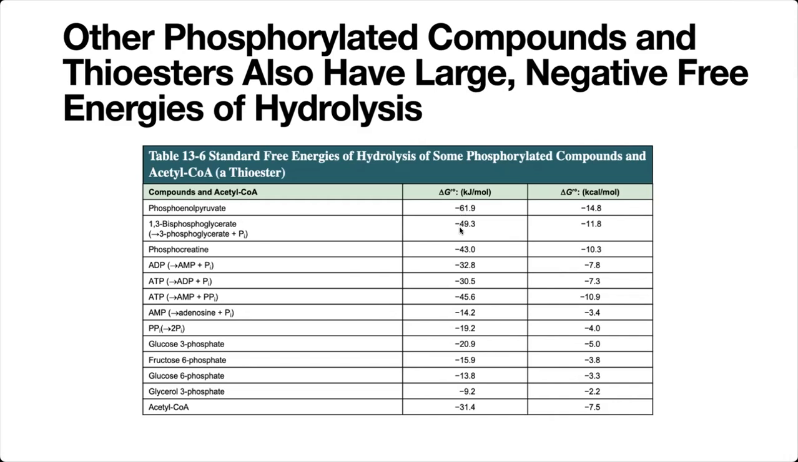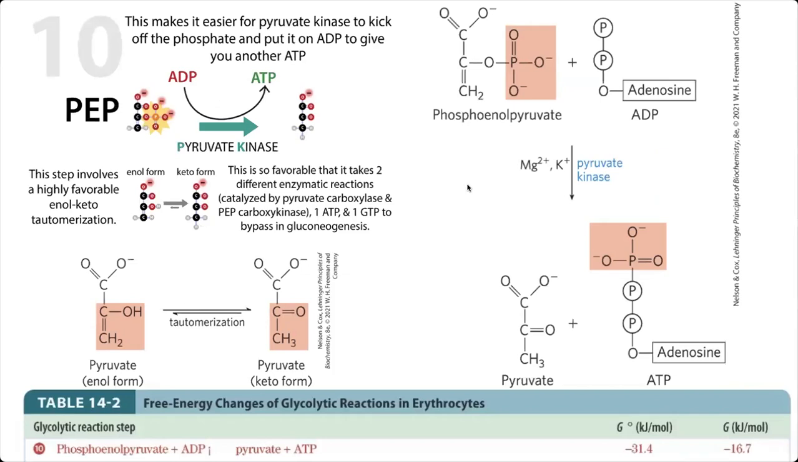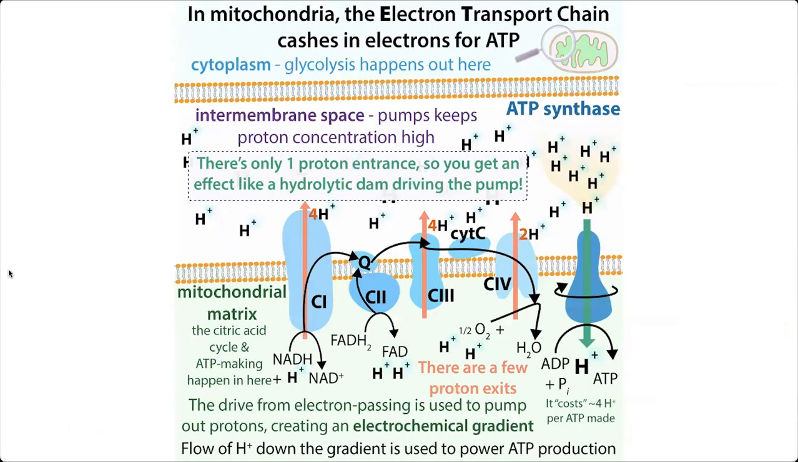Similarly, if we look at the 1,3-bisphosphoglycerate, we have more than enough energy in this bond as well to make ATP. Therefore, we're able to use these high energy bonds to make ATP without having to go through the electron transport chain and oxidative phosphorylation. However, remember that from the electron transport chain and oxidative phosphorylation, you can get a lot more energy.